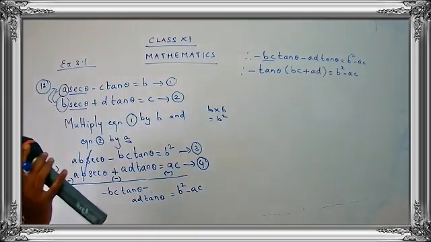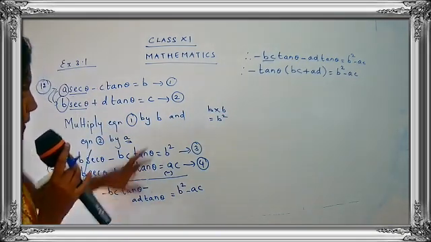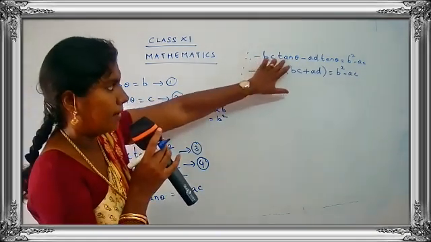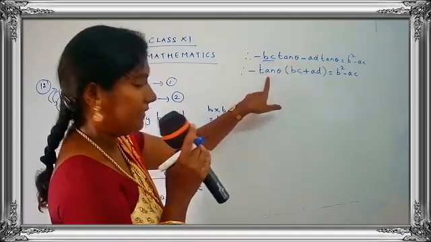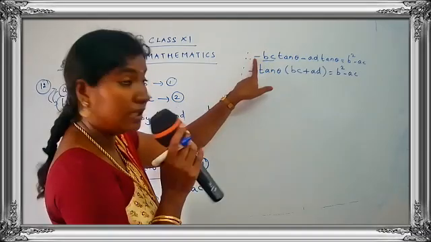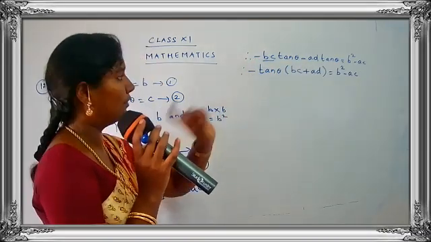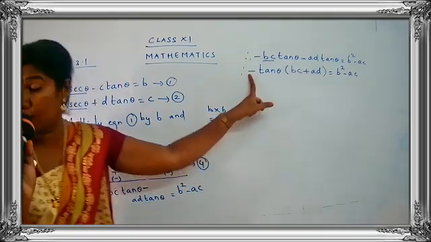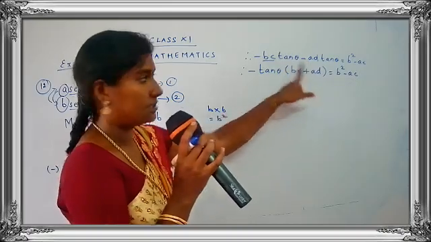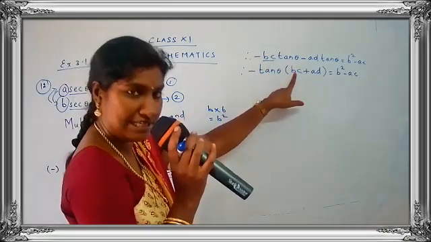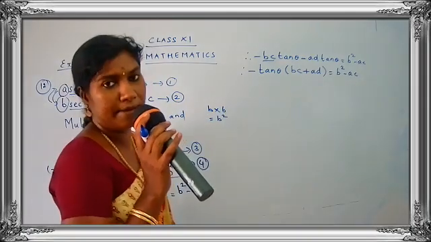Clear? Are you clear with the step, children? Okay, let me explain you once again. So what is left here? Minus BC tan theta minus AD tan theta. So now what is common here? Tan theta is common. Okay. And one more thing is common. What is that? Minus is common. So what are we doing over here? We are going to take minus common. So when you take minus common, the sign changes. So minus BC will change to BC. Minus AD will change to plus AD. This is equal to B square minus AC.